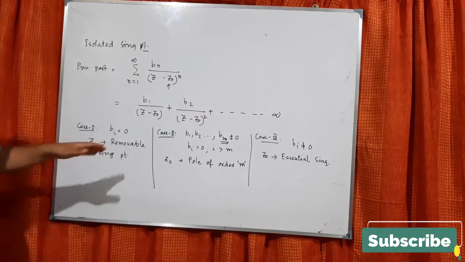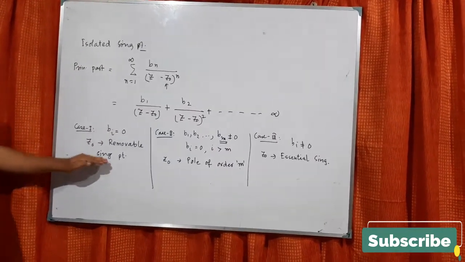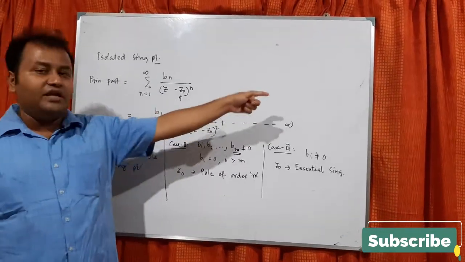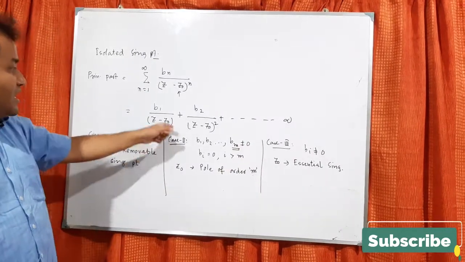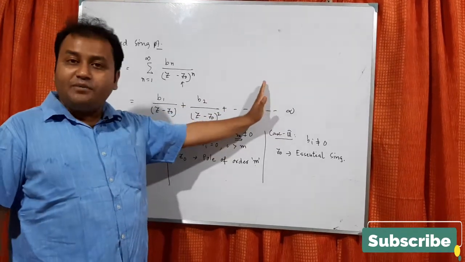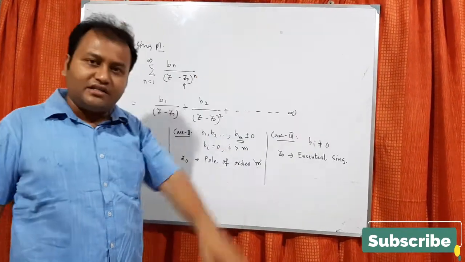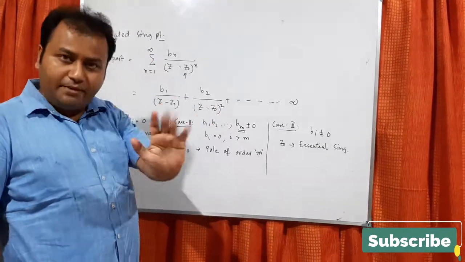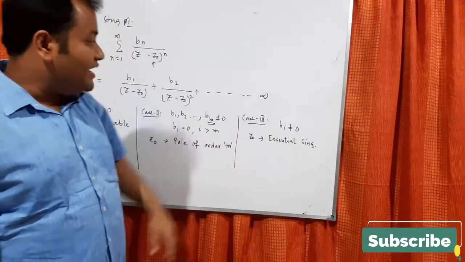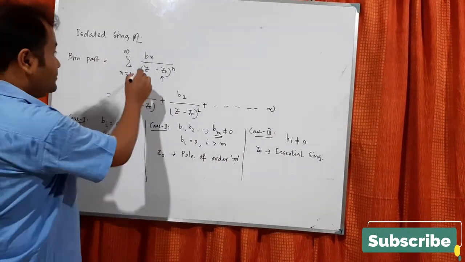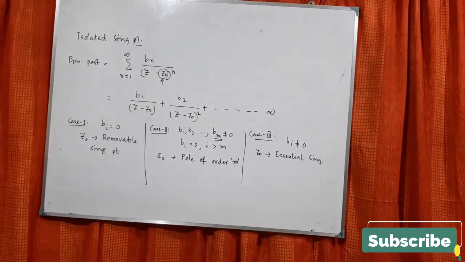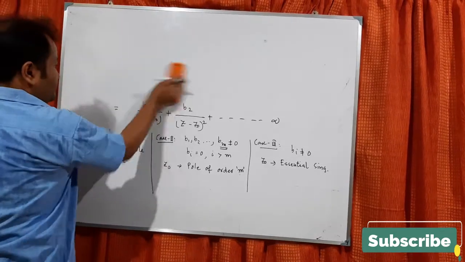So basically there are 3 kinds of singularity. One is removable. Removable means the whole principal part will be 0, all b1, b2, b3 up to b infinity will be 0. Then it comes to pole. Suppose b1, b2, b3 up to b5 are non-zero, then b6 onwards all are 0, then it will be a pole of order 5. Now if nothing is 0, then it will be an essential singularity, at the point given by z minus whatever point is there. Okay. Now let us do some problems and check how this works.